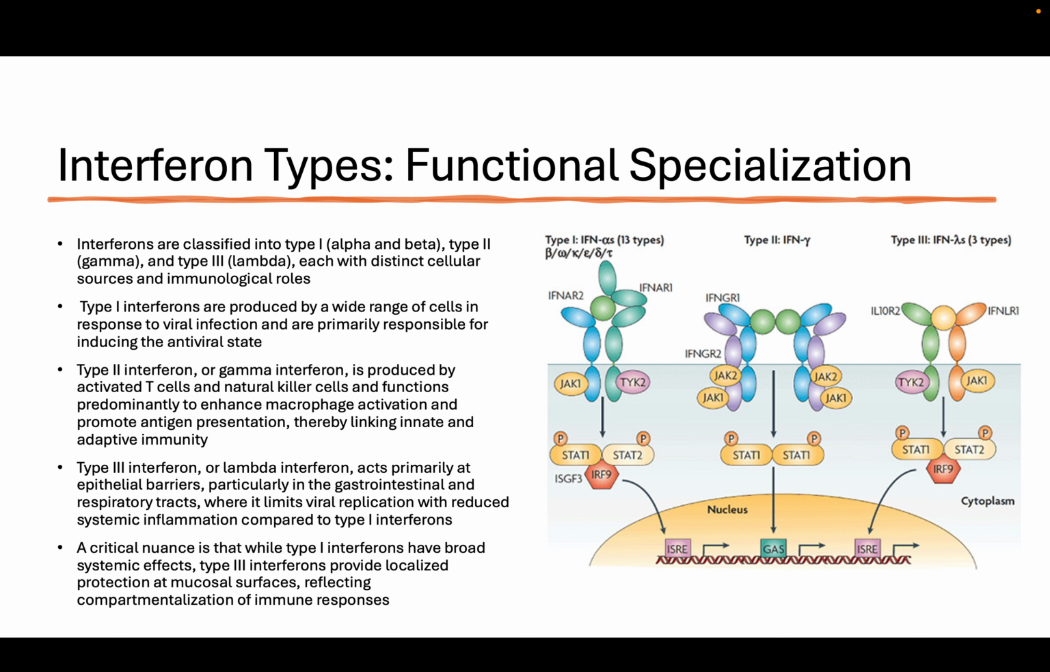Type 3 is the lambda interferon. They're very similar to type 1, but type 1 works more systemically. Type 3 mostly works in the gastrointestinal and respiratory tracts. These are your epithelial linings, where they limit viral replication, and they try to reduce any viruses from leaving your mucosal sites in your gastrointestinal and respiratory tracts. So think about that in a sense. The difference between type 1 and type 3 is that type 1 is more systemic, while type 3 is more protection at the mucosal surfaces.